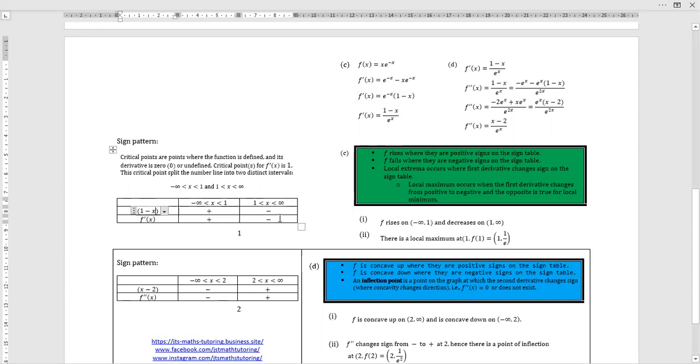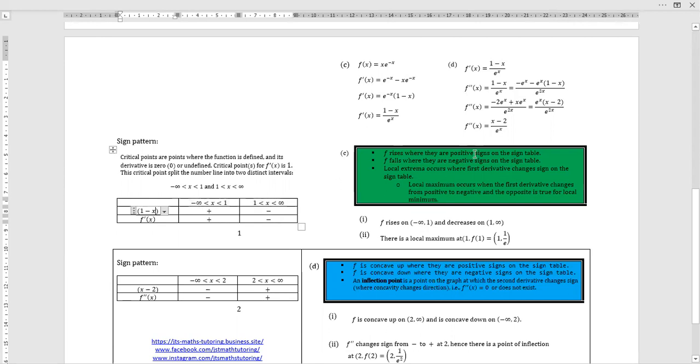All right. So now look at this. F rises where there are positive signs on the sign table. F falls where there are negative signs on the sign table. So where do we have positive signs? It's right here within this interval here. So we actually say F rises right here within this interval, and it falls within this interval here.